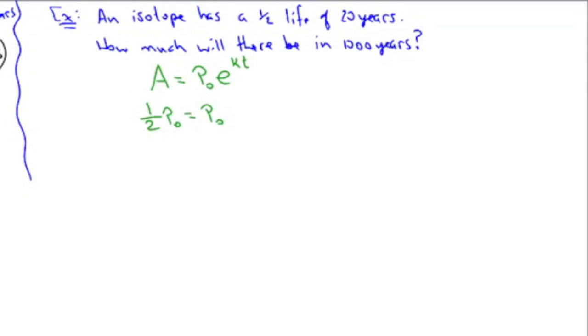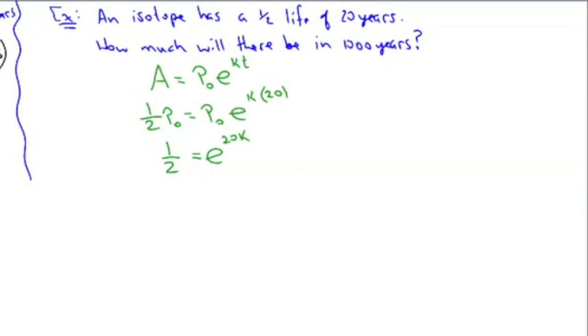So that becomes a half-life. e to the k, now what's t in this case? 20. 20 years. After 20 years, P sub 0 is going to become half of itself. And what's really neat about this is when you start solving for k, what happens to the P sub 0s? They cancel. So it doesn't matter how much you start with, it just matters that it's being cut in half. So this becomes a half equals e to the 20k, and then start solving.